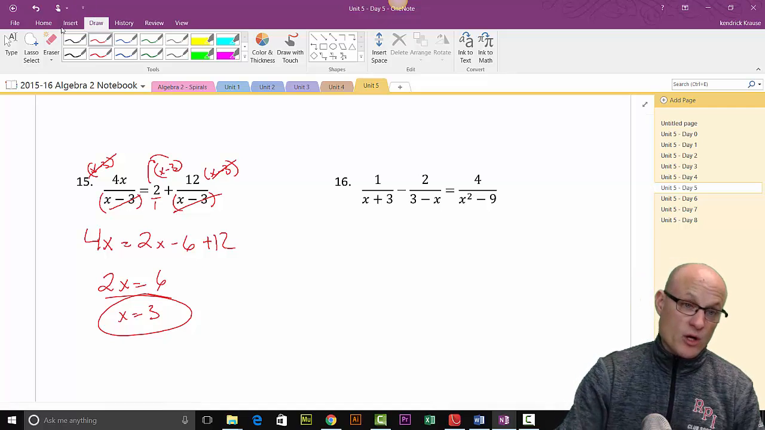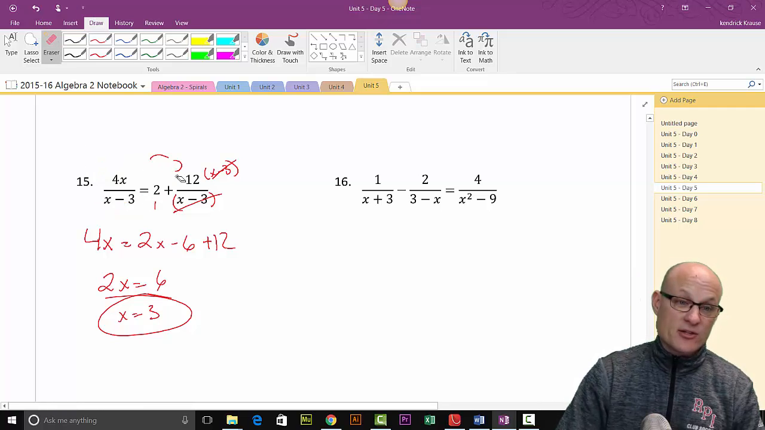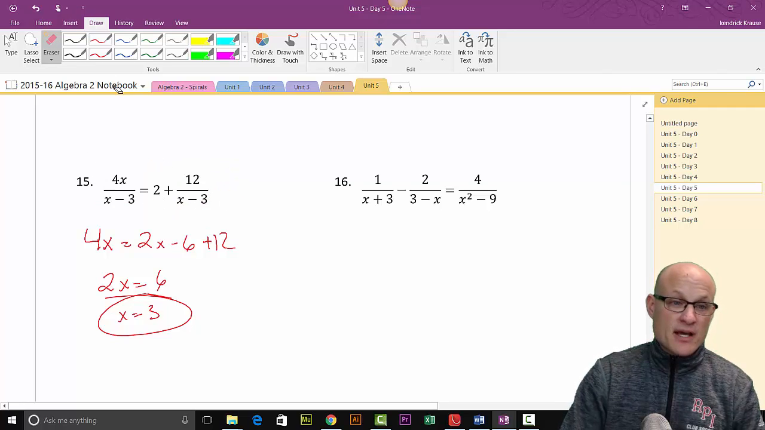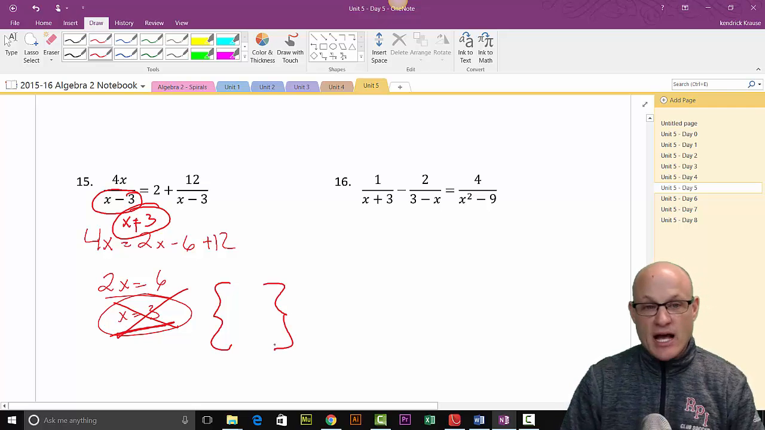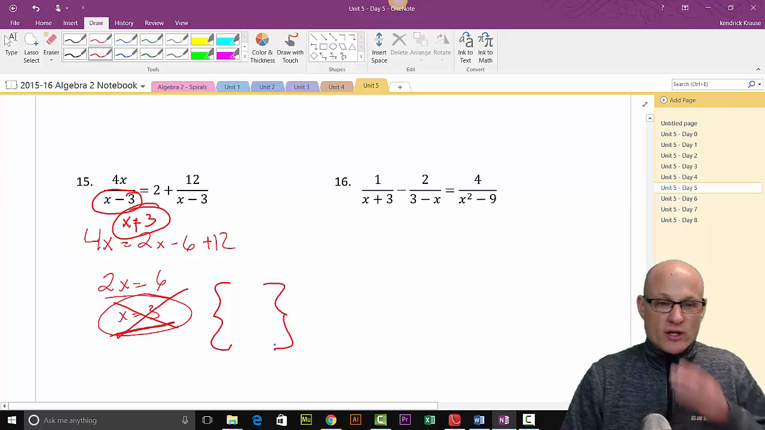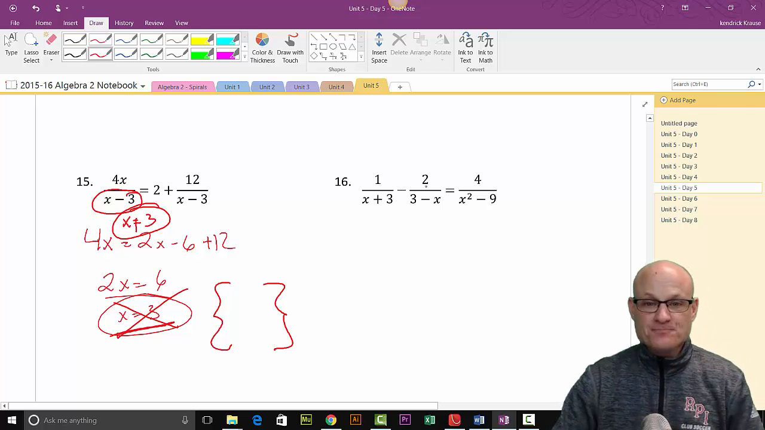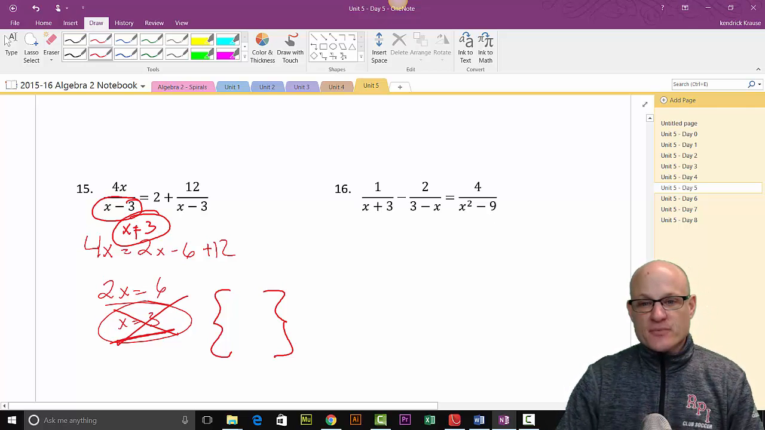But we've got to look to see what would make our denominators undefined, because we got to see if we got any problems. And what would make this equal to 0? Well, if x was equal to 3, so x can't equal 3. That's the restriction on my domain. Oh, wait a second. 3 was the only answer I came up with. So the answer to this question is, you guessed it, empty set. No solution whatsoever to this problem. Can't be done. All right.